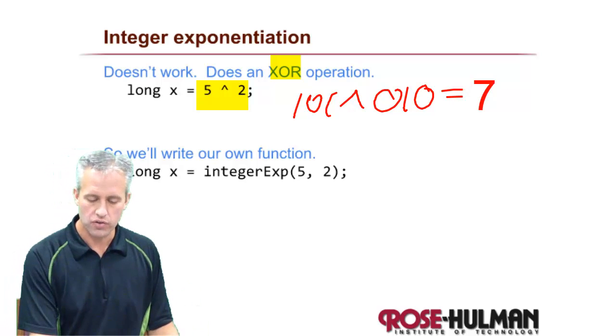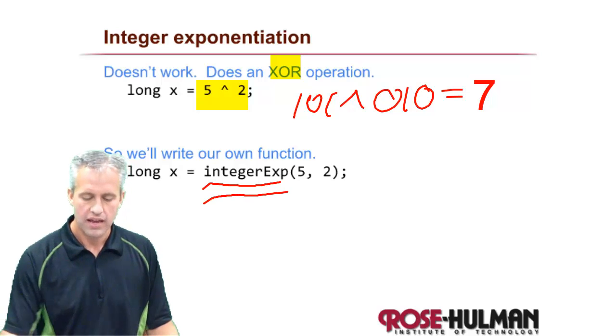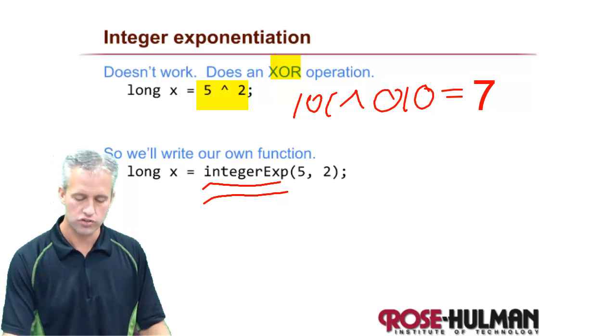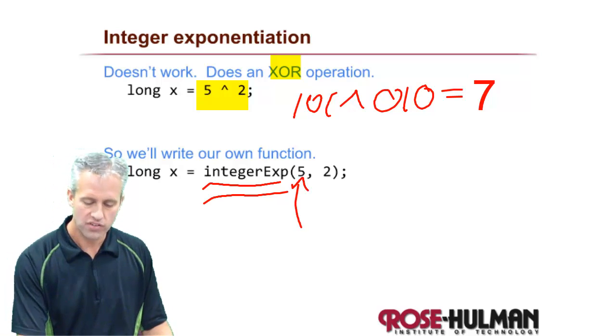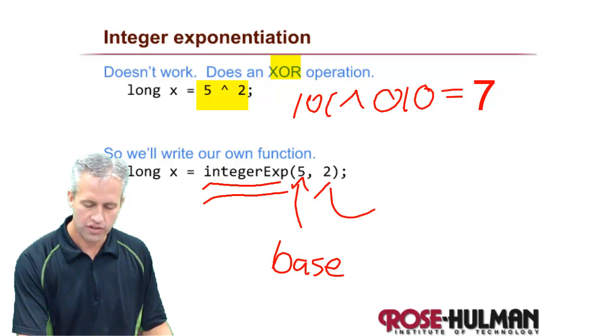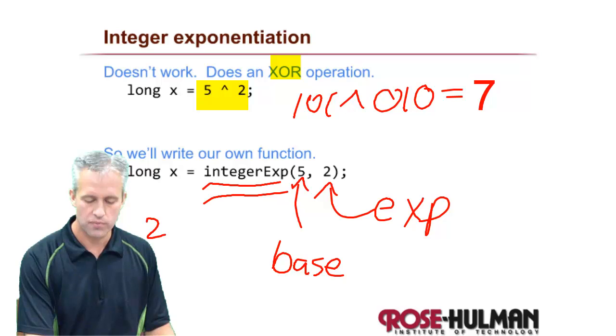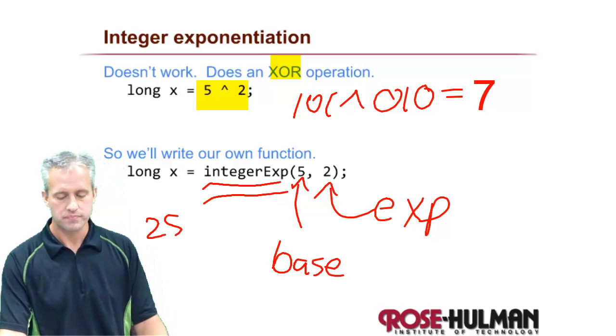So what we are going to do, as just an example problem, is write a function called integer exp. So this is exponentiation for integers. You're going to pass it two things. You're going to pass it the base, and then you're also going to pass it an exponent. So this is 5 to the second power. So this should give you back, in this example, 25.